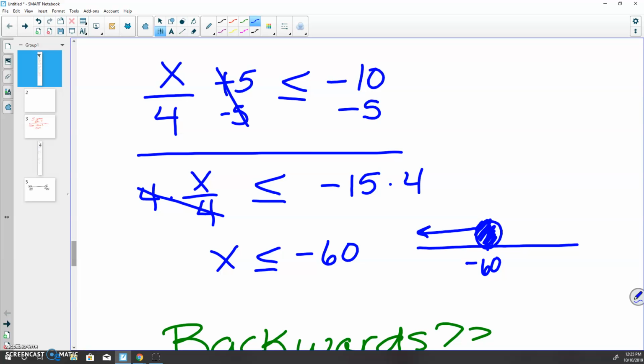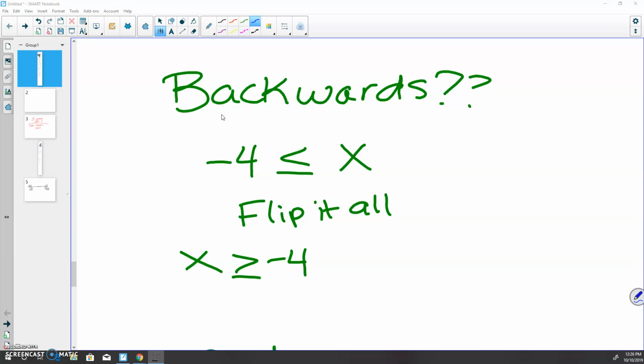This is negative 4 is less than or equal to x. So whatever x is, negative 4 is less than that, right? So you can't graph it like this. They want x first, so you have to flip it around. So you would say x is greater than or equal to negative 4. If you want to look at it like this, it eats x, there's its little teeth. It still has to eat x. Make sense? Everything has to flip.